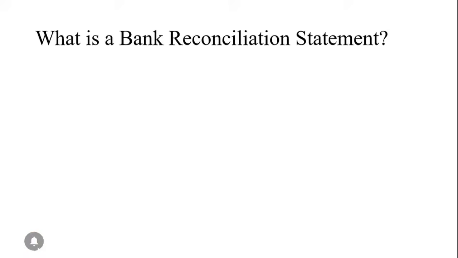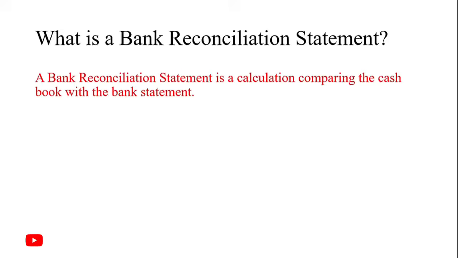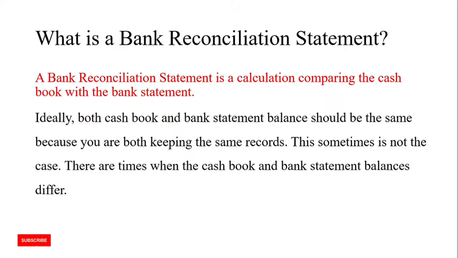Alright, so what then is a bank reconciliation statement? A bank reconciliation statement is a calculation comparing the cash book with the bank statement. Ideally, both the cash book and bank statement balances should be the same because you are both keeping the same records. In your business, you have a cash book where you write down your dealings with the bank. Every money you pay to the bank is written down. Every check you receive is also written in your cash book. The bank also keeps a record of your dealings with them. And so it goes without saying that both of your accounts should be equal.